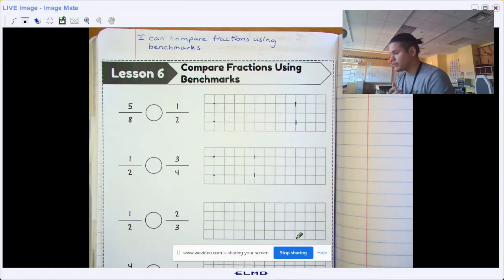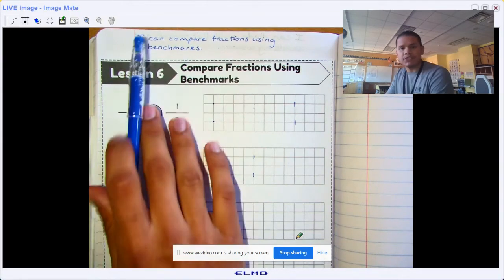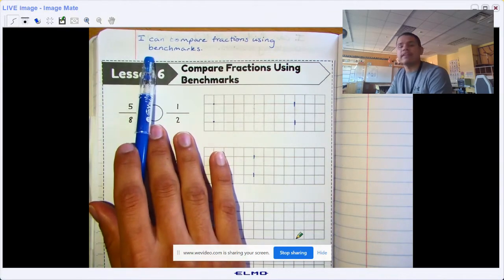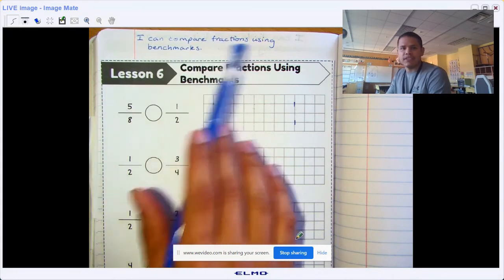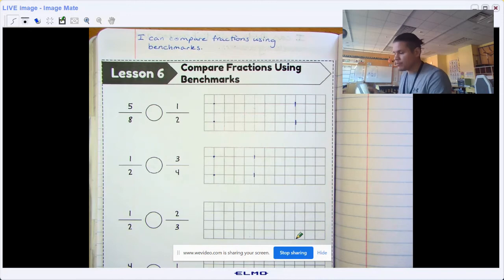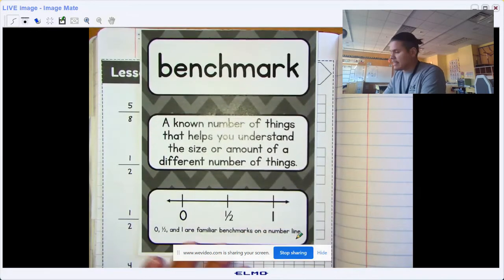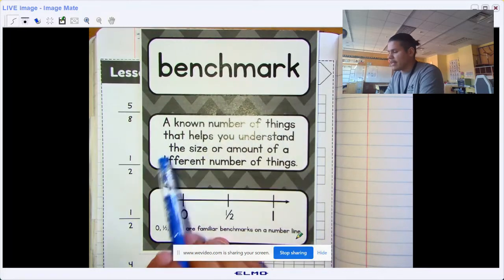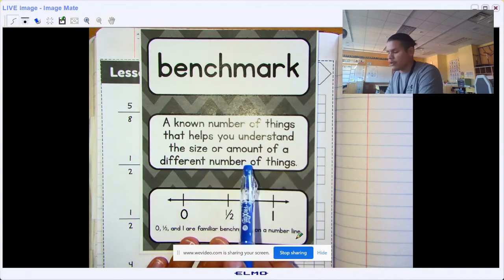All right, amazing fourth graders. So here I am in my math notebook. If you haven't already done so, please make sure you have your I can statement written down. Remember, our I can statement is I can compare fractions using benchmarks. And just to refresh your memory on what a benchmark is: a known number of things that helps you understand the size or amount of a different number of things.